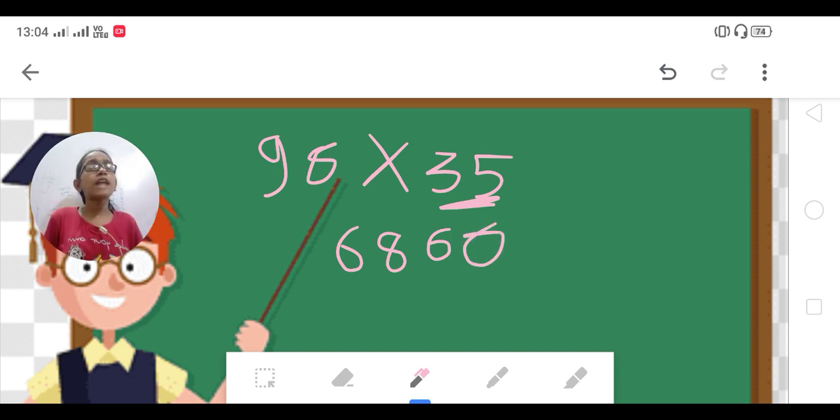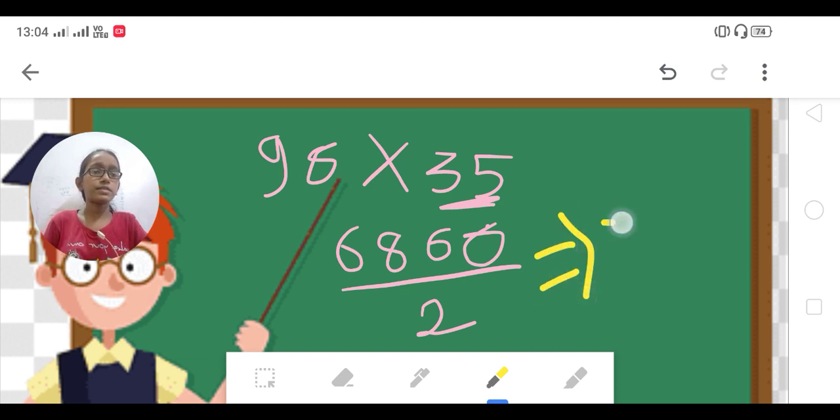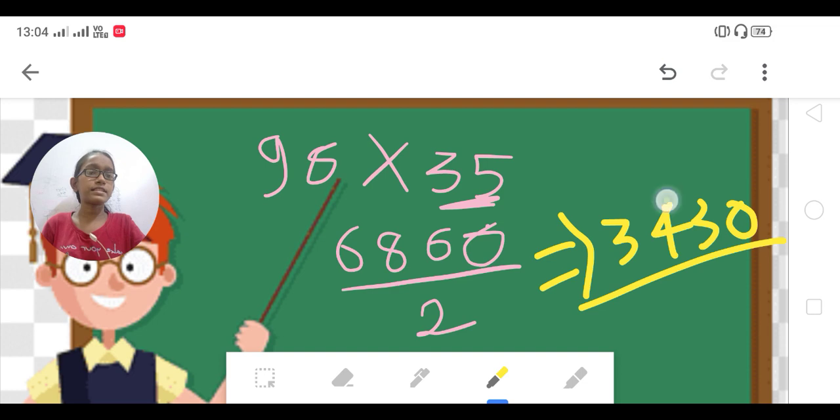Simple. Now, once you add a 0, your answer comes even easier. Just add a 0 at the end. Then divide this number by 2. If you divide this number by 2, your answer would be simple. And this is the answer for your question: 98 into 35.